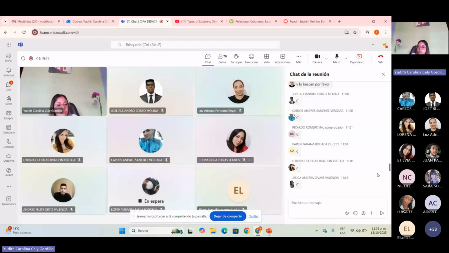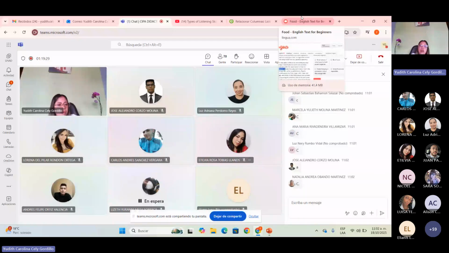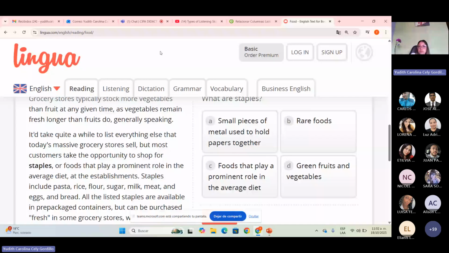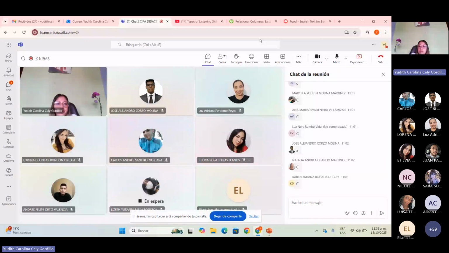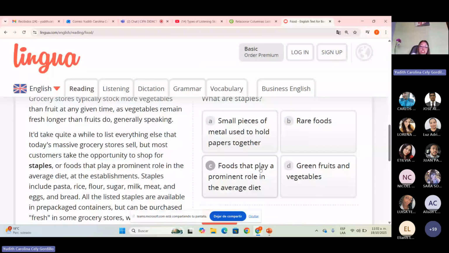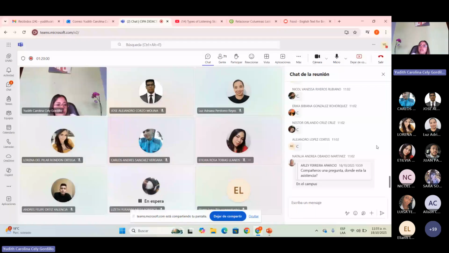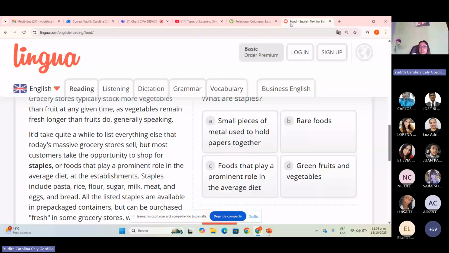Okay, the students mention it. Small pieces of metal used to hold paper together. This is rare food. Okay, food that plays a prominent role in the average diet. Maybe that is it. Remember, staples include pasta, rice, flour, sugar, meal, meat, eggs, and bread. What do you think? That's perfect, many students mentioned it. You did a good job in this.